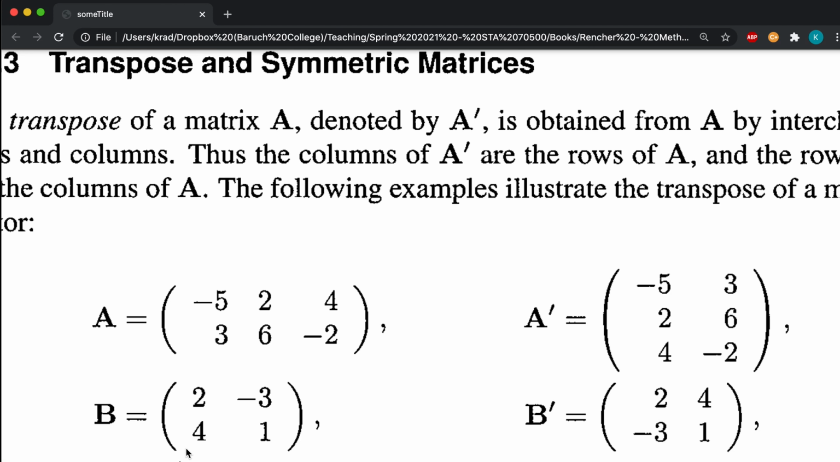B is a 2 by 2 matrix, so its transpose will also be 2 by 2. Now for a square matrix, the transpose, the diagonal, these are called the diagonal elements. 2 and 1 are called the diagonal elements. They remain the same. It's the off diagonal which switch location.